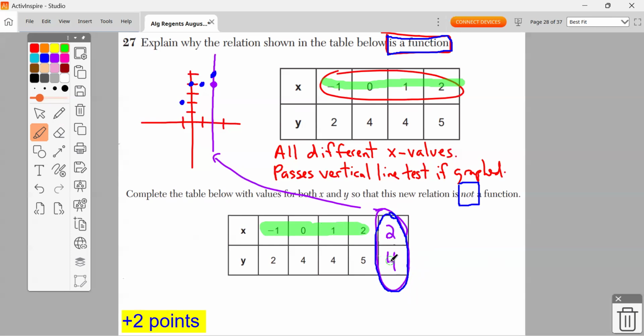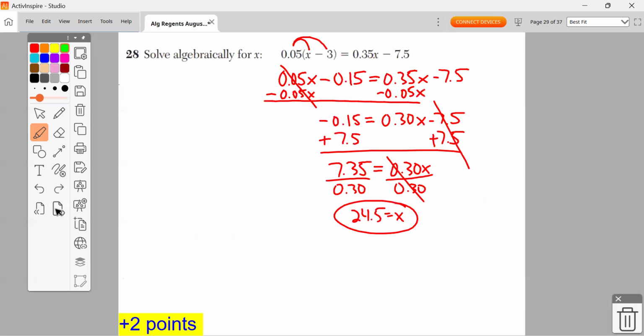It honestly does not matter what number at all you put in the y. That's irrelevant to the question. You have to put something there, though. You can't just leave it blank. But either a -1, 0, 1, or 2 in here, and then any number that you want right there. Because then you'd have 2 x values that are the same. So 1 point for the top, 1 point for the bottom.